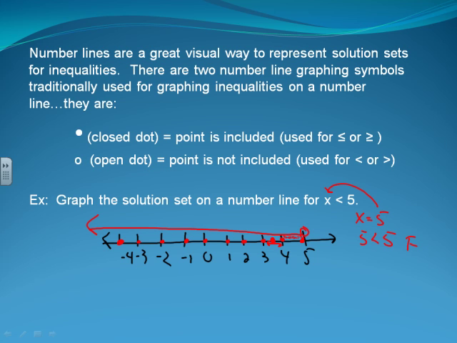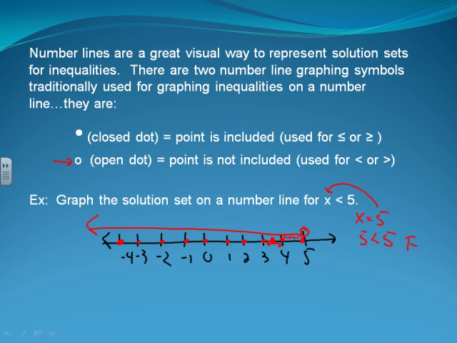And again, if you look at the definition above, an open dot on a number line means that that point itself is not included. 5 itself does not work, but everything to the left or less than that does work, as indicated by the arrow. So the correct way to represent that is an open dot at 5 with an arrow extending to the left. All numbers less than 5, not including 5, do work.